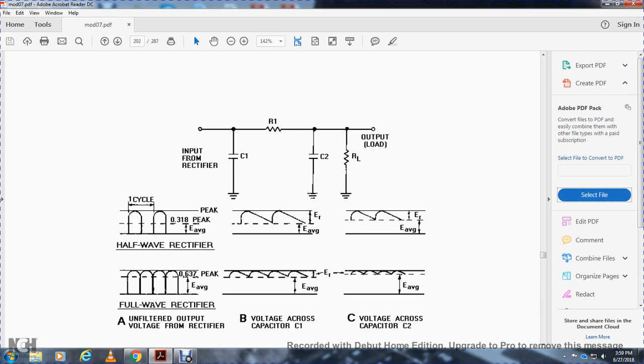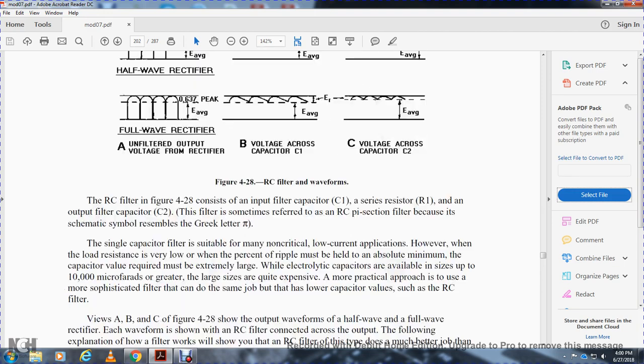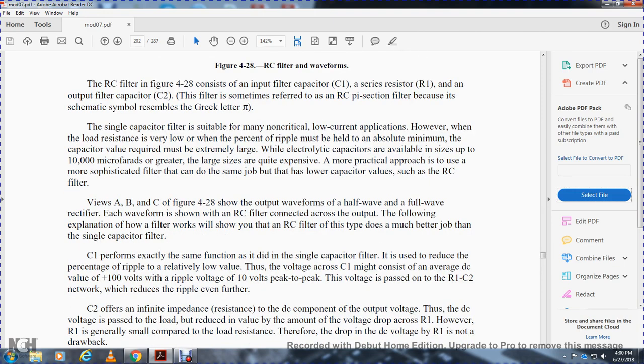Voltage ripple, average voltage, voltage across the capacitor 1 and 2. Alright, the resistor capacitor filter in figure 4-28 has an input filter capacitor C1, a series resistor R1, and the output filter capacitor C2.